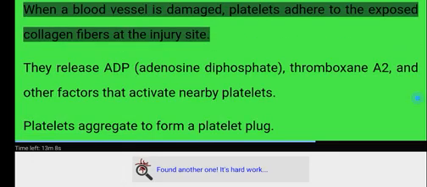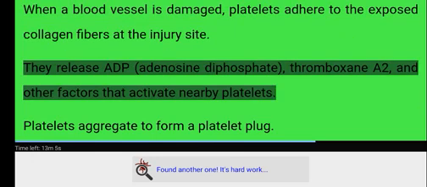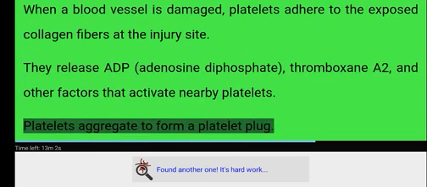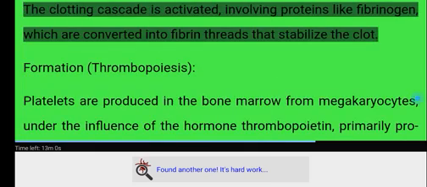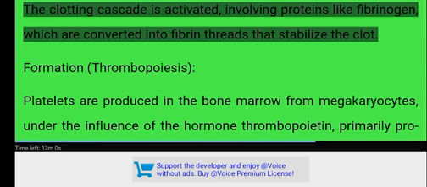Mechanism of clotting. When a blood vessel is damaged, platelets adhere to the exposed collagen fibers at the injury site. They release ADP, adenosine diphosphate, thromboxane A2, and other factors that activate nearby platelets. Platelets aggregate to form a platelet plug. The clotting cascade is activated, involving proteins like fibrinogen, which are converted into fibrin threads that stabilize the clot.